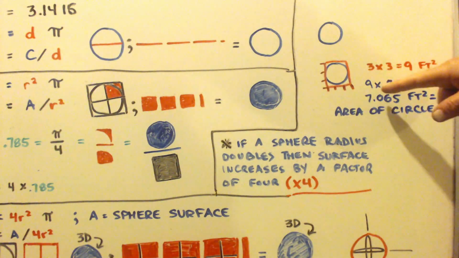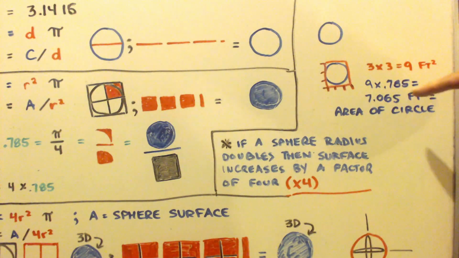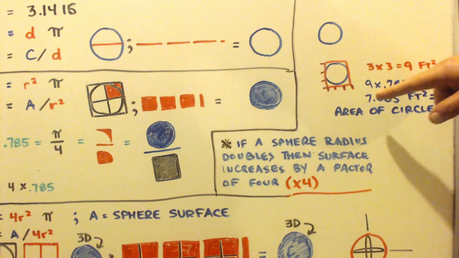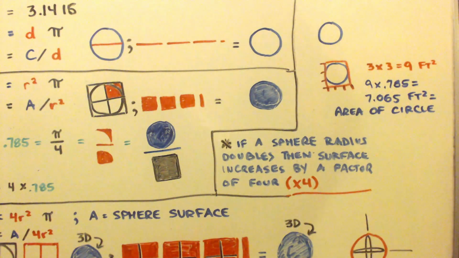I take that times my John Black constant of 0.785. It gives me 7.065 square feet. This is the area of this circle without using pi or trying to measure the circumference.